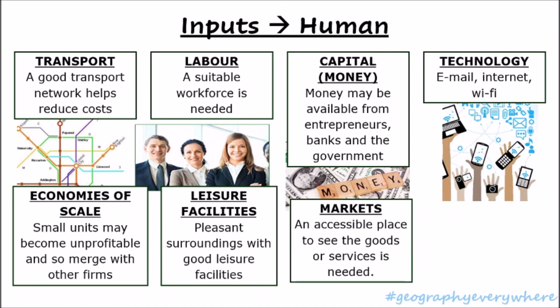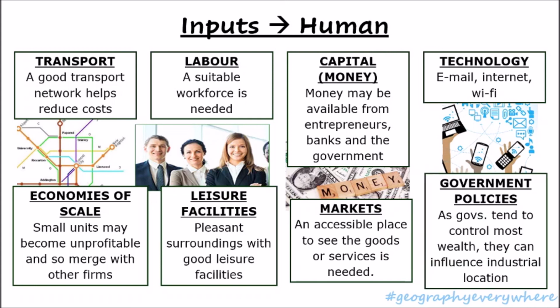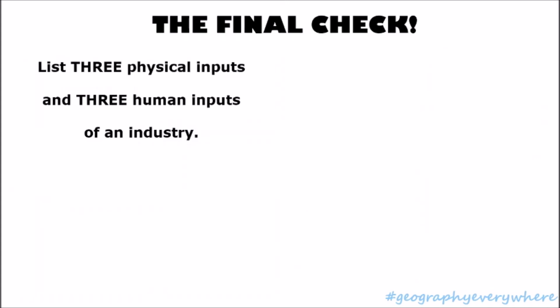Markets are also very important because once you have a product, you would like to sell it. So you need to be close to the market because if you're further away from the market, it will cost more money to bring your product to customers. And the last thing is government policies. Government policies sometimes encourage industries or certain industries to grow in specific locations. Okay, so those were the human inputs.